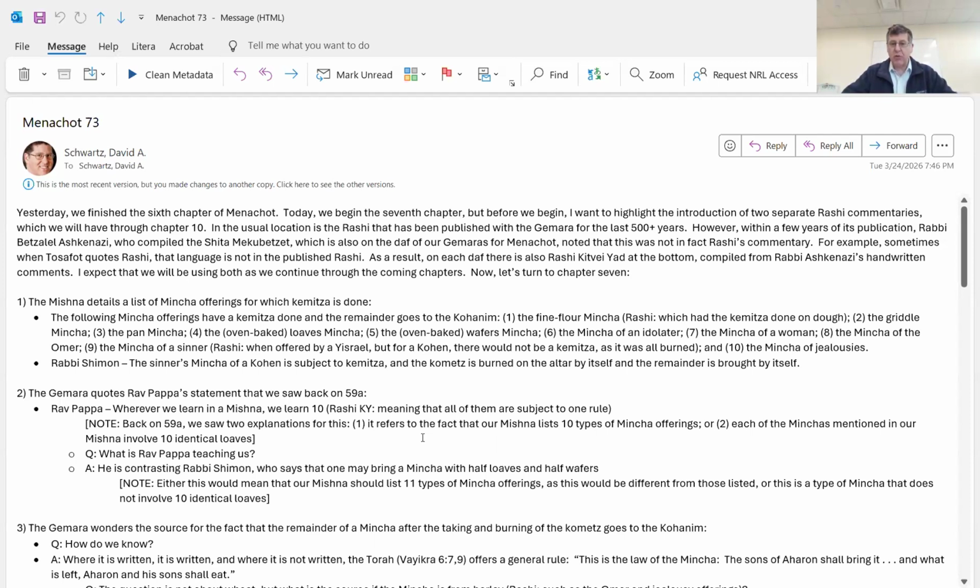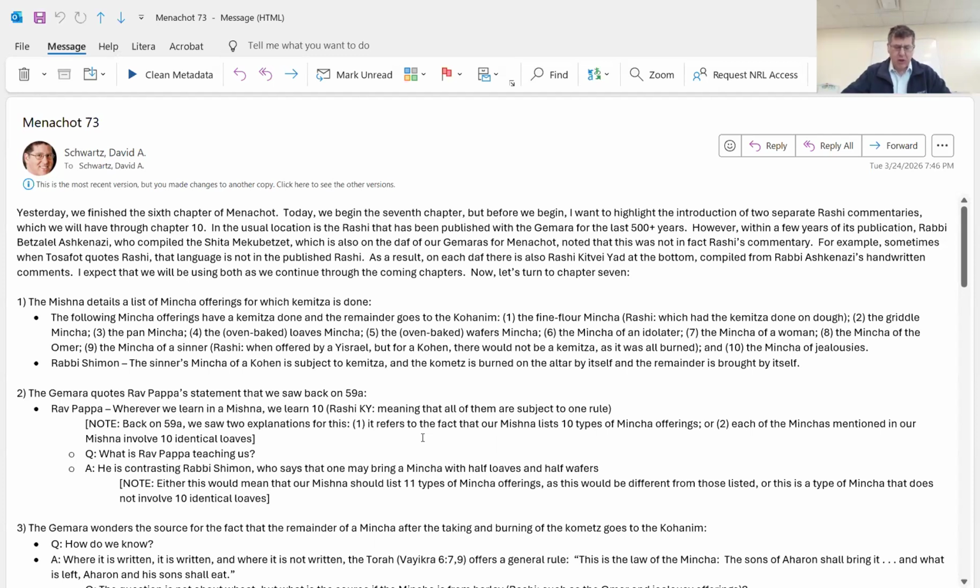Explanation number one is that it refers to the fact that our Mishnah lists 10 types of mincha offerings. So if you use my screen, you'll see that when we went through the Mishnah, there were 10 different kinds of offerings: fine flour, griddle, pan, loaves, wafers, idolater, woman, omer, sinner, and jealousies. So that's 10. And so that's one interpretation of what it means to have 10. The other interpretation is that in each of these cases, we are supposed to have 10 loaves, 10 of whatever it is that we're doing, 10 of them as part of the mincha offering. So that could be the other interpretation that Rashi offers.